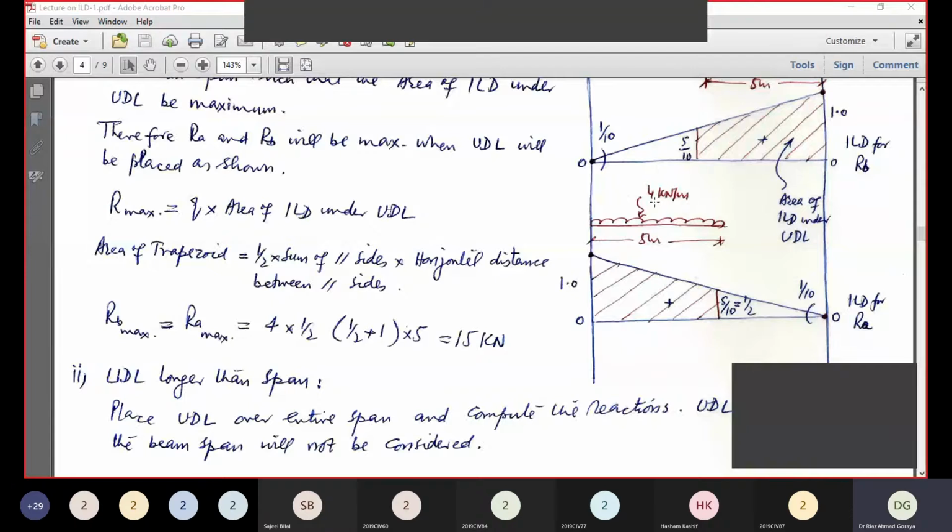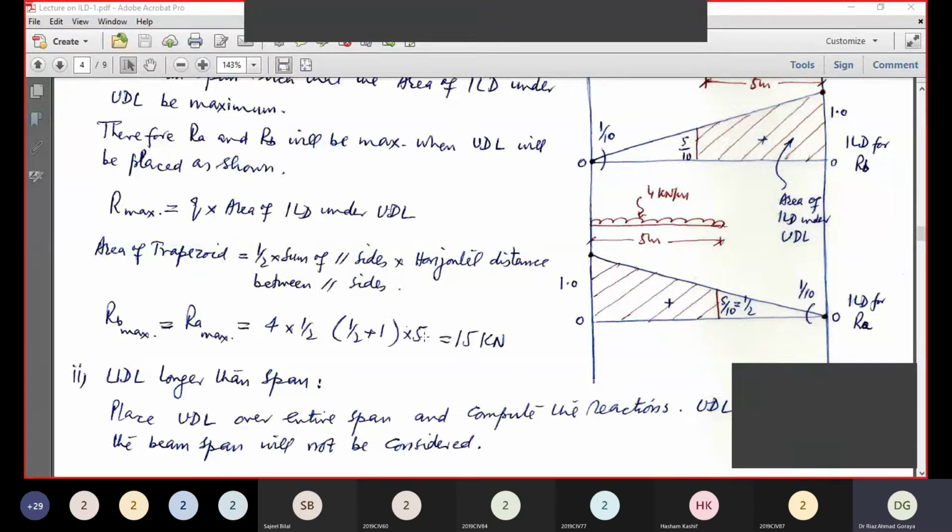The area of trapezoidal, now this is a trapezoid. The area of a trapezoid is equal to half into sum of the parallel sides. These are two parallel sides into horizontal distance between the parallel sides, that is 5 meter in this case. So in both the cases, RB is equal to RA max will be equal to 4 into half plus 1 into 5, that is 15 kilonewton.